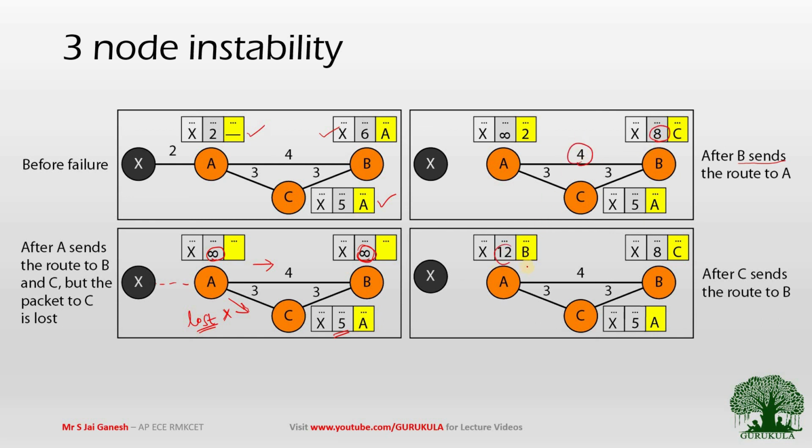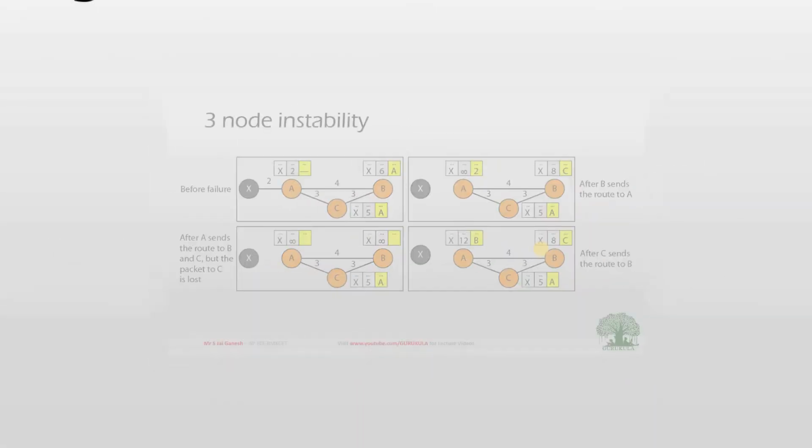So it is updated as 12 here. And now when it is again getting updated, we can just update the table again. So A will come to know that okay, X can be reached via B. So this problem is what we call the 3-node instability problem.